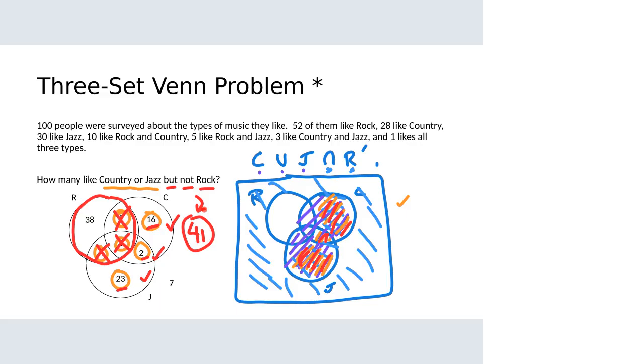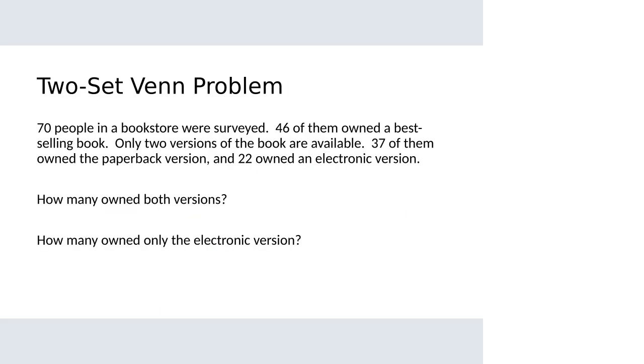All right, very good. We're going to go back to a 2-set picture for a minute, and you might be thinking, well, the 2-set ones, those are really easy. Well, let's see if I can take this one and make it a little more complex. 70 people in a bookstore were surveyed. 46 of them owned a best-selling book. Only 2 versions of the book were available. 37 owned the paperback, and 22 owned the electronic. So there's our 2 sets.